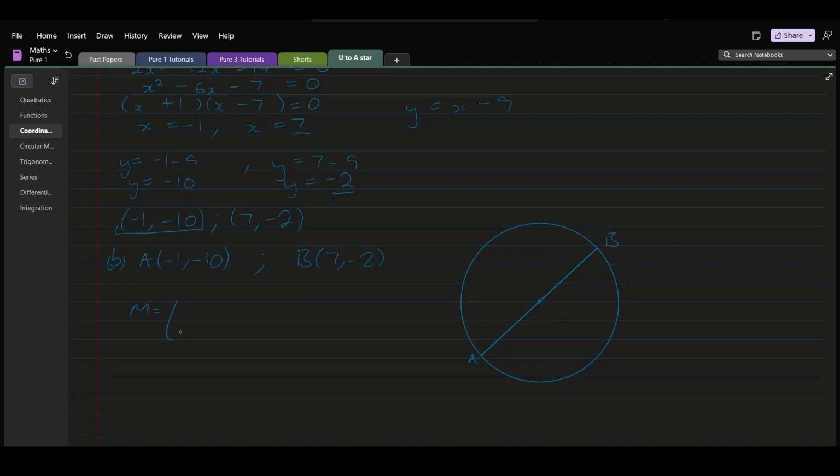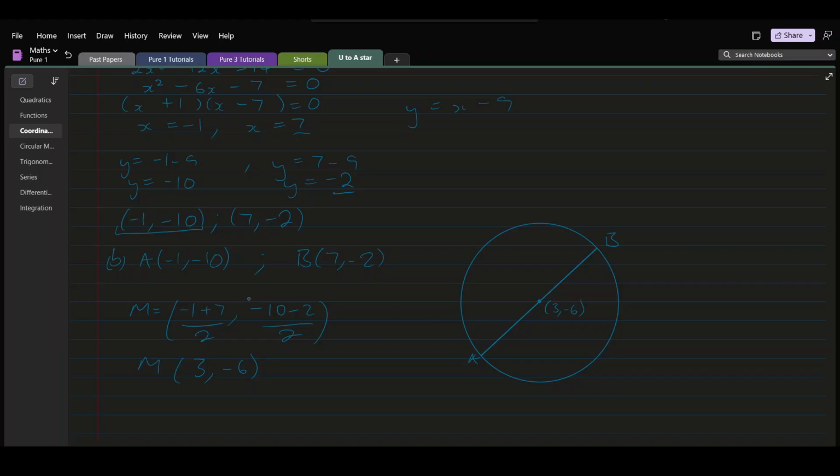So if we find the midpoint of AB, we get the coordinates of the center. So M is equal to the average of our x coordinates, that's negative 1 plus 7 over 2, and then the average of the y coordinates, negative 10 plus negative 2 over 2. And so our midpoint has the coordinates 7 minus 1, that's 6 over 2, that's 3. And then negative 10 minus 2, that's negative 12 over 2, that's negative 6. So the coordinates of our center here are 3, negative 6.